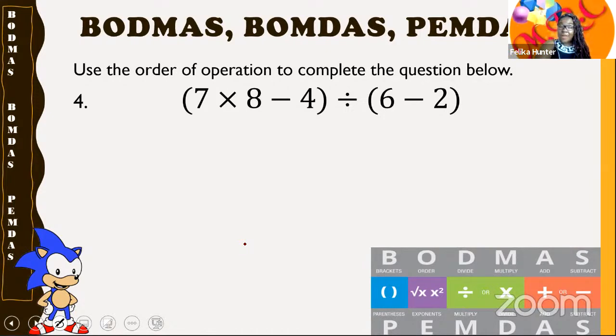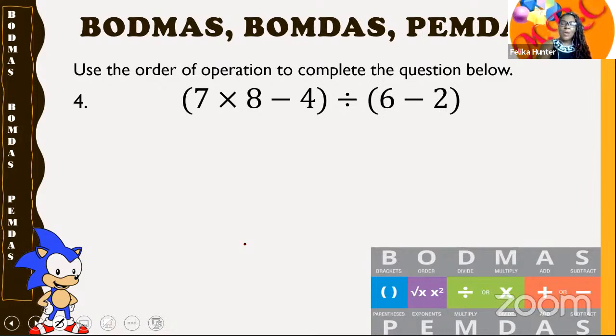We have 7 bracket 7 times 8 minus 4 close bracket, divide by open bracket 6 minus 2 close bracket. What do we do first? What does the rule say? Claridine says brackets first. Yes, Claridine, we're going to do brackets first.